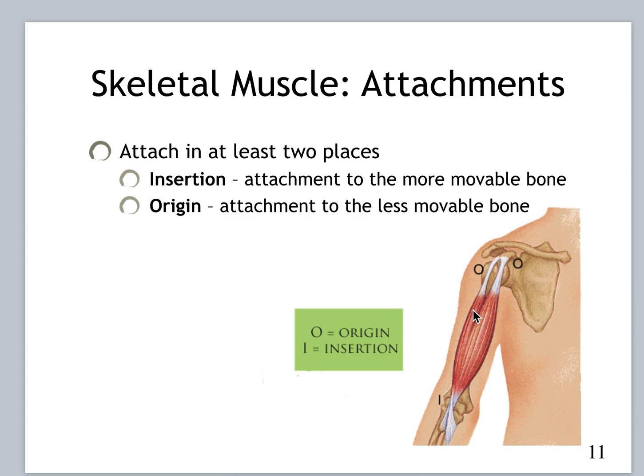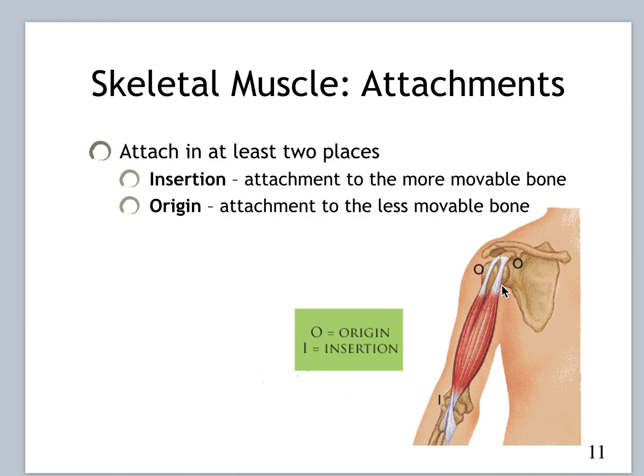When we talk in terms of muscles and the attachments of muscles, we refer to an origin and insertion. Each muscle has an origin and an insertion. The origin is the attachment to the bone that's less movable. The insertion is the attachment to the more movable bone.